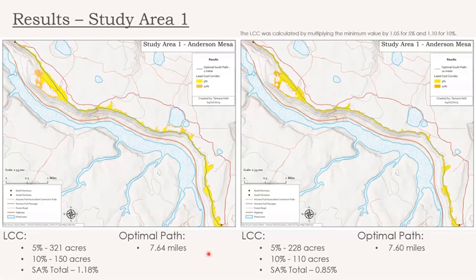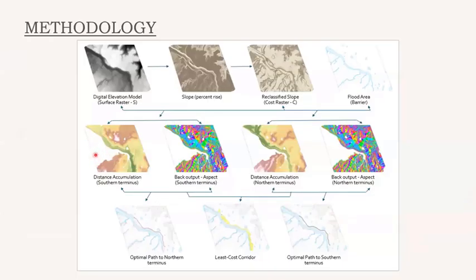This is the only site of the 3 study areas that includes FEMA flood data. So this low percentage for the least cost corridor may be due to the flood barrier. It eliminated over 26%, or 10,000 acres, of the available study area in the distance accumulation raster, which was shown in the last slide here. This white area is no data.